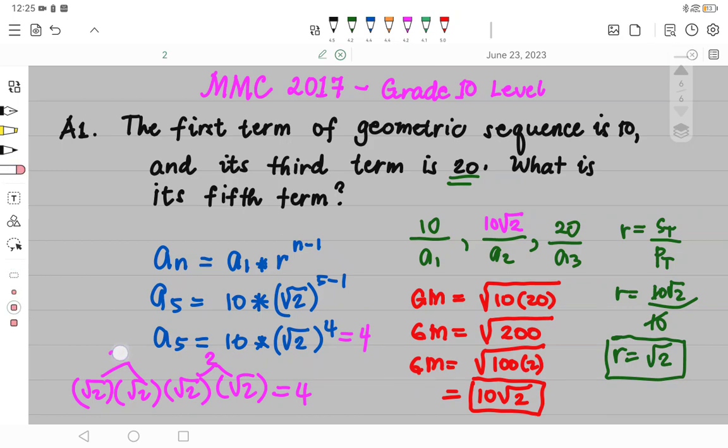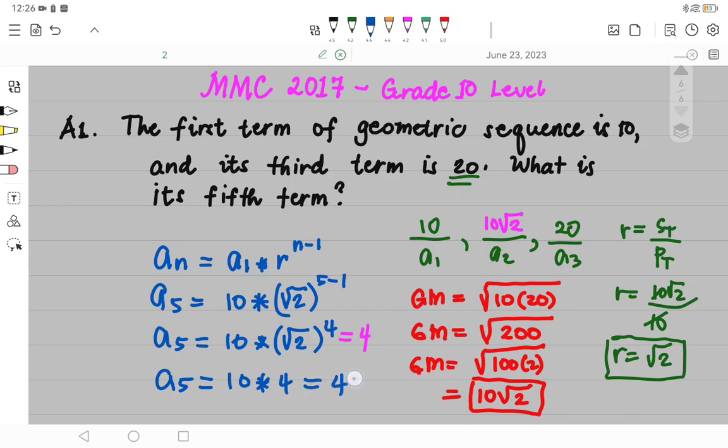Okay? So now, after that, we'll just multiply 10 times 4. So a sub 5, therefore, is just simply 10 times 4, and our answer is 40.